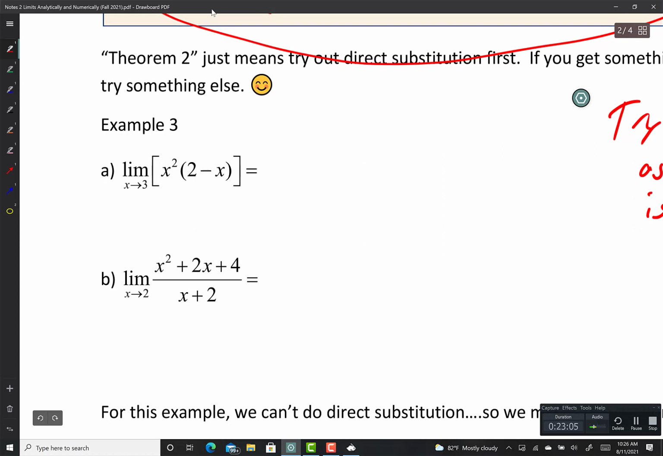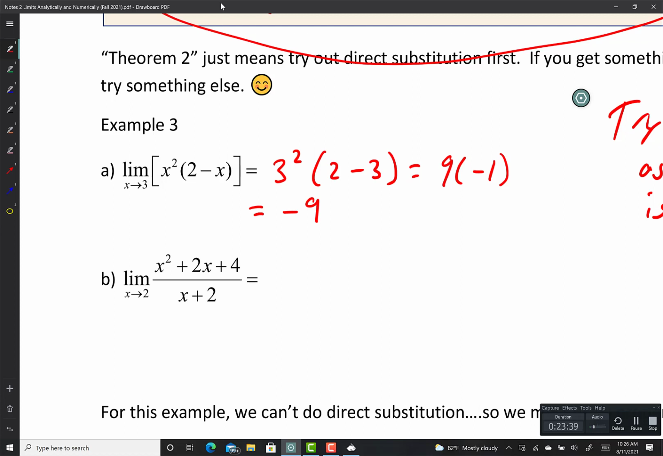So I'm looking at example 3. I have a polynomial because if you distribute it, you get a polynomial there. Actually, it's even better, I don't even have a rational function. Can I do direct substitution? Yeah, try it first. I no longer write the word limit because I'm just writing the number. 3 squared, 2 minus 3. You can actually leave it like that, but don't. Let's simplify it. What's 3 squared? 9. 2 minus 3 is negative 1. So this limit is negative 9. Then that's it.